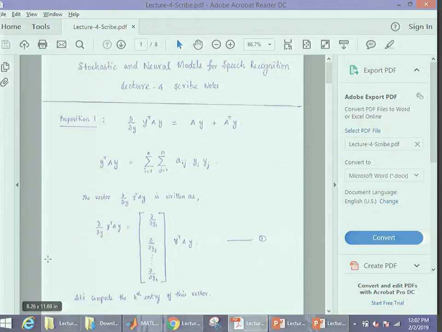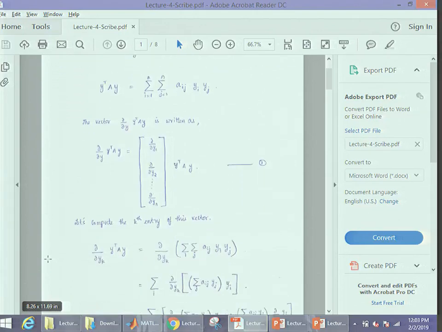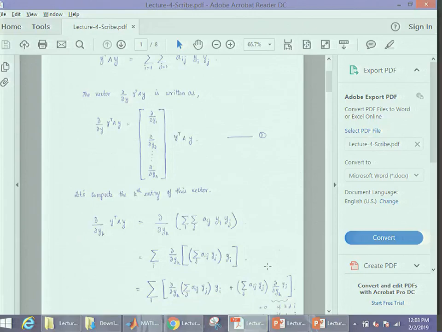Now let's compute one of the terms, say the kth term. You take the derivative of this function with respect to y_k. As ∂/∂y_k is a linear operator, you can shift it inside the first summation, and you will get something like this.